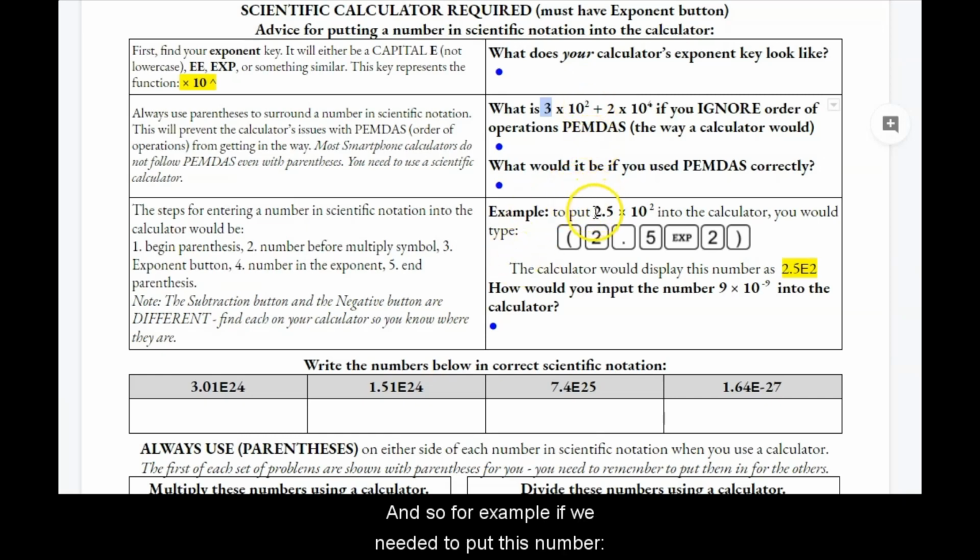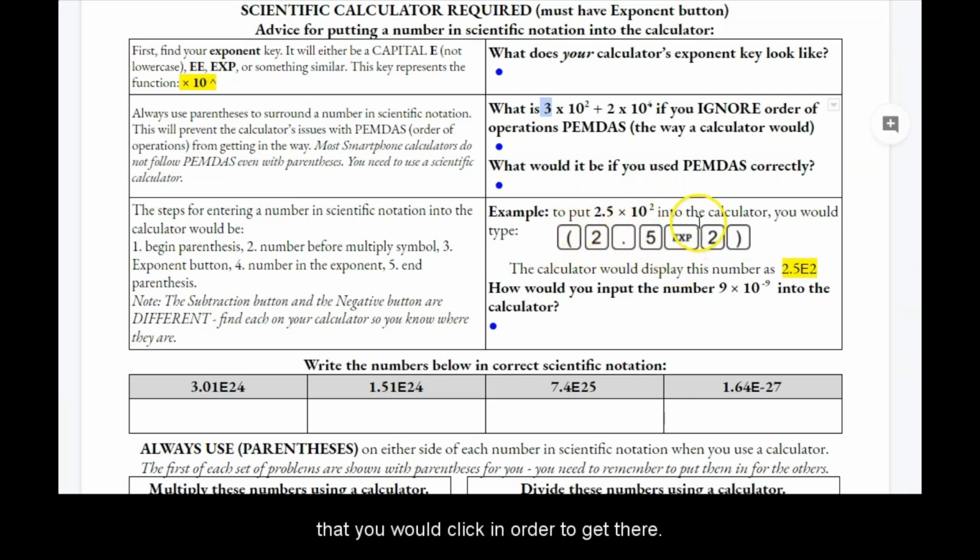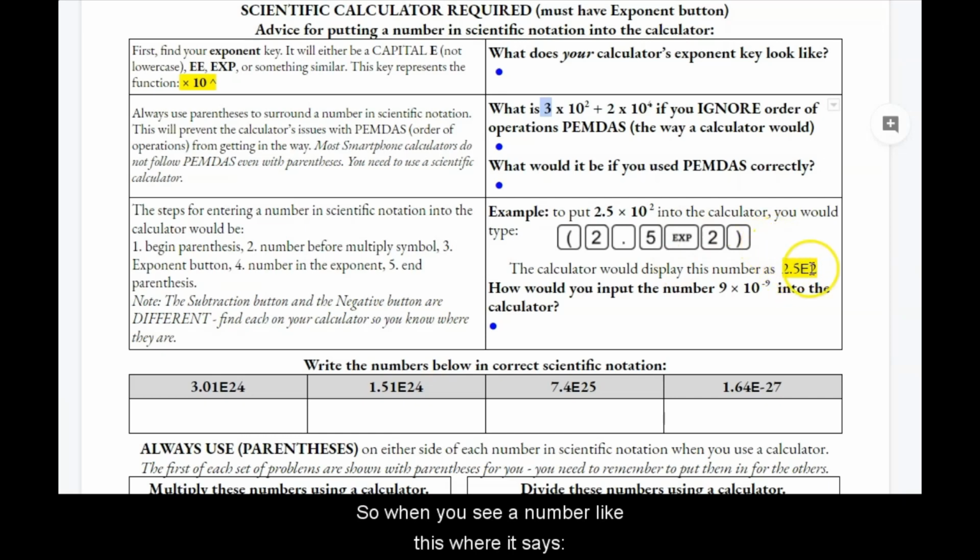And so, for example, if we needed to put this number, 2.5 times 10 to the 2, these are the exact buttons that you would click in order to get there. So when you see a number like this, where it says 2.5e2, that e, that exponent, stands for the same thing as saying times 10 to the... So I'm going to show you guys typing this into a calculator.